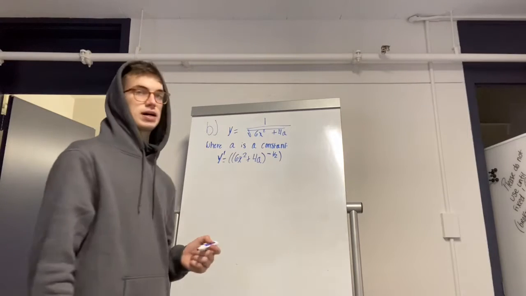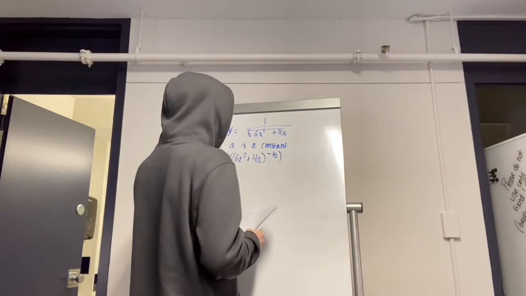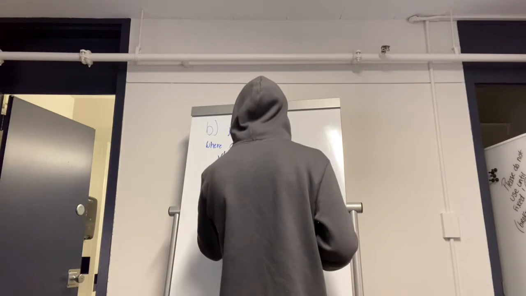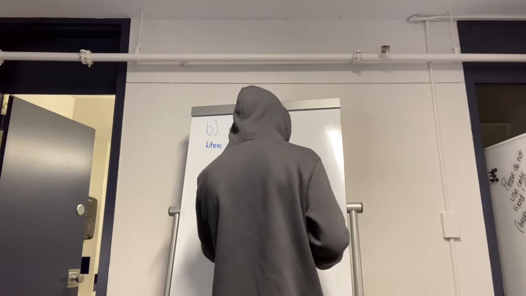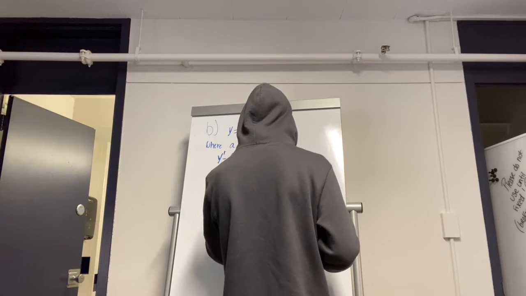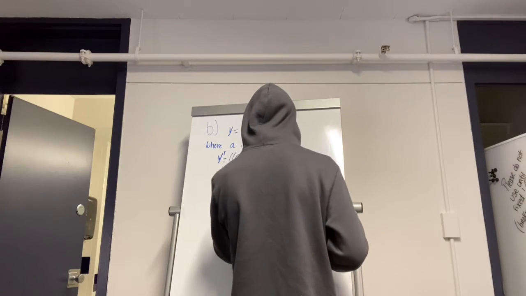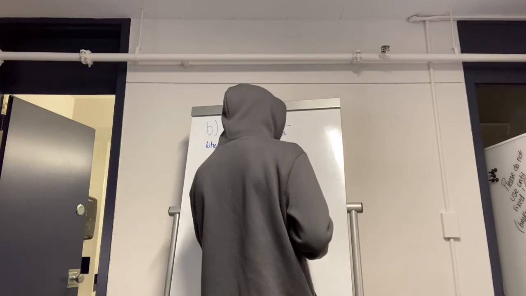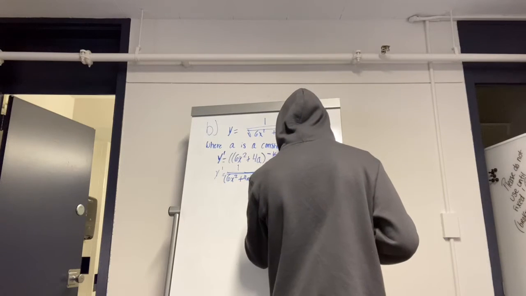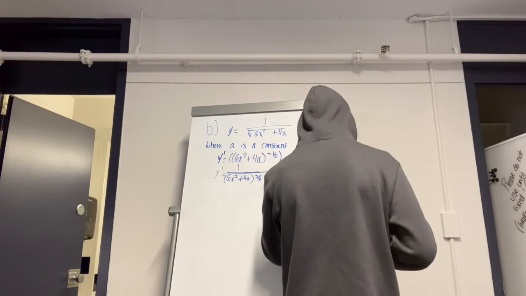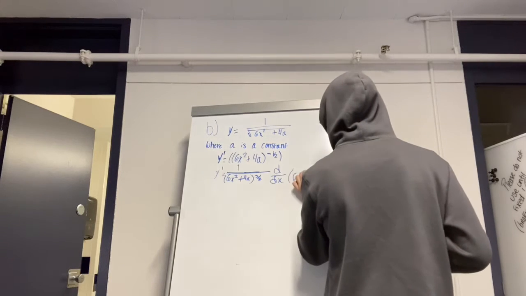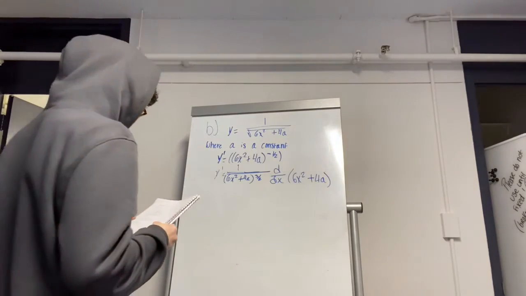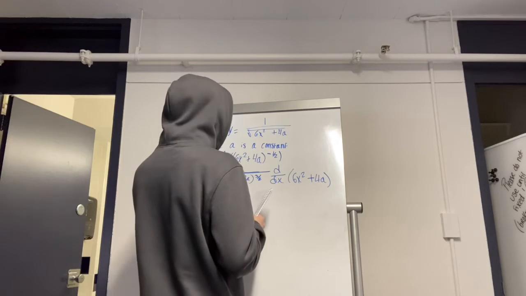From here, we are going to apply the chain rule. So it's going to be y prime equals 1 over 6x squared plus 4a to the 3 halves d over dx 6x squared plus 4a. Then, oh wait, forgot the negative.